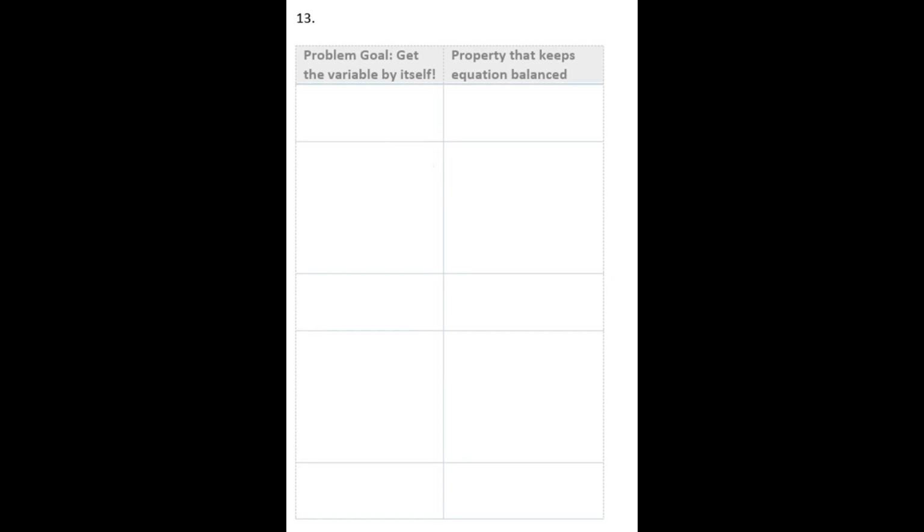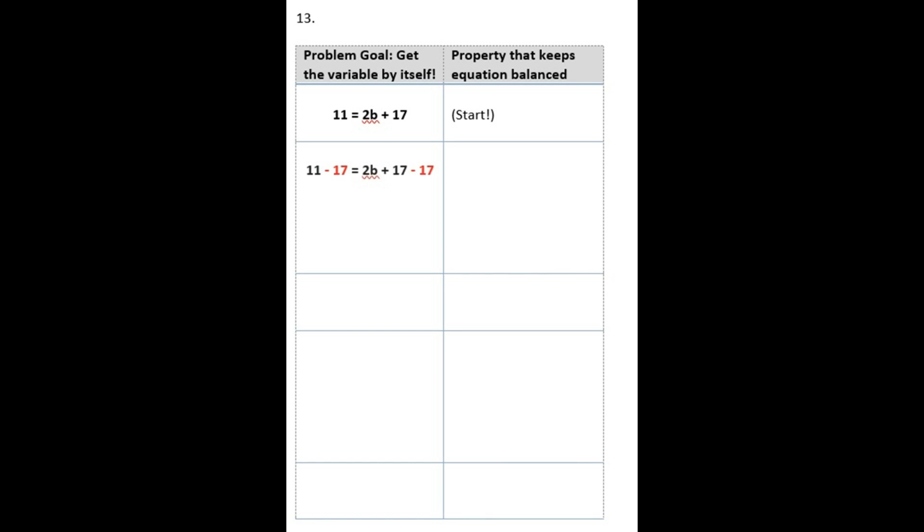And again, here's our chart. So we're starting off with 11 equals 2b plus 17. And since that variable is multiplied by 2 and then we add 17, the first thing we have to do is subtract 17 from both sides. And that comes from the subtraction property of equality. As long as we subtract the same number from both sides, it remains a balanced equation. Now we're down to negative 6 equals 2 times b.